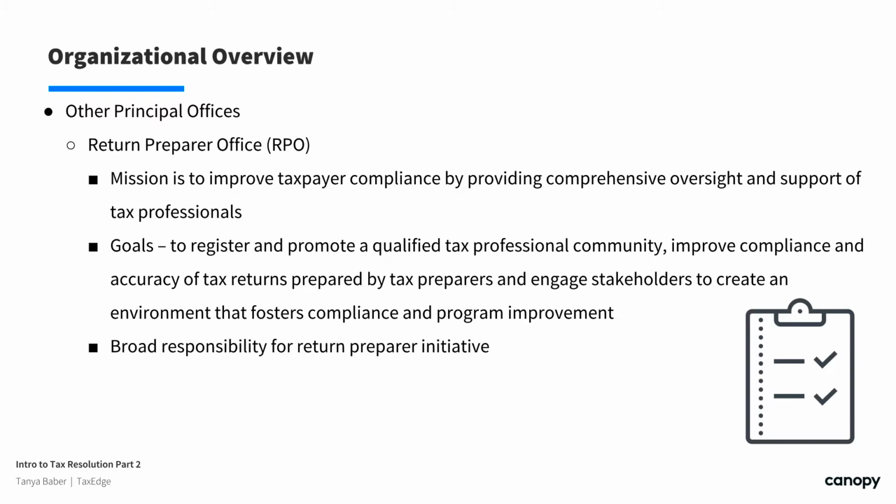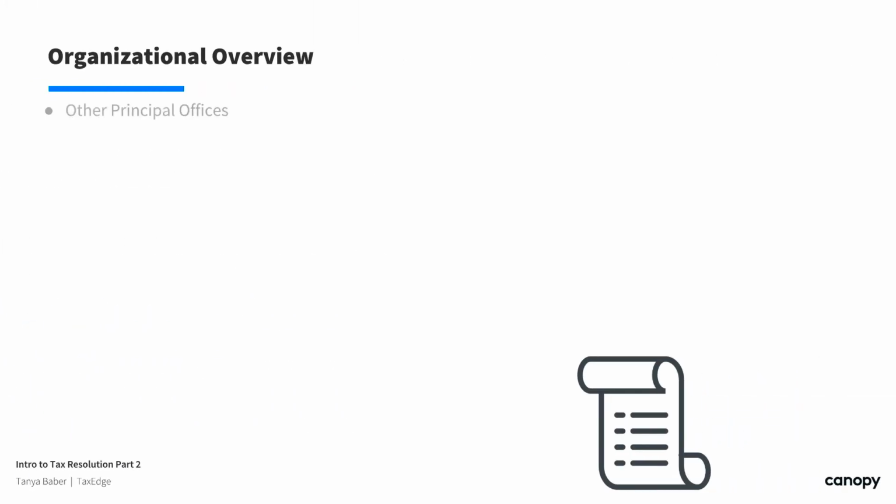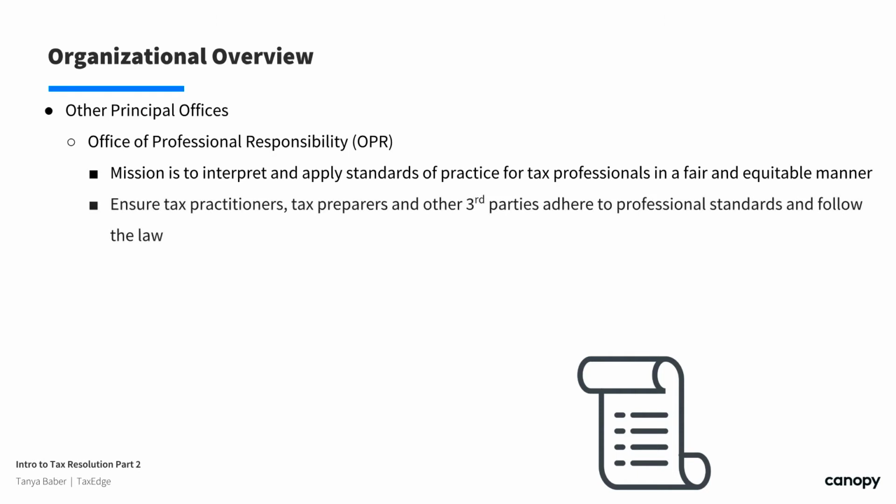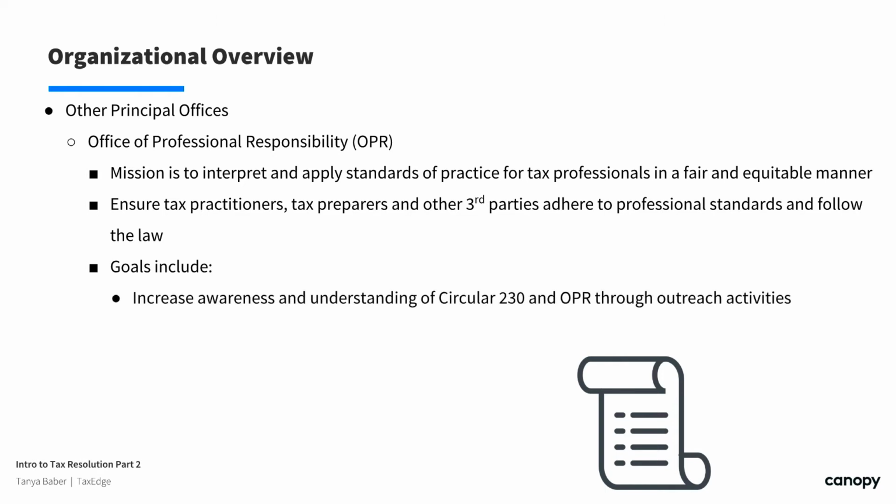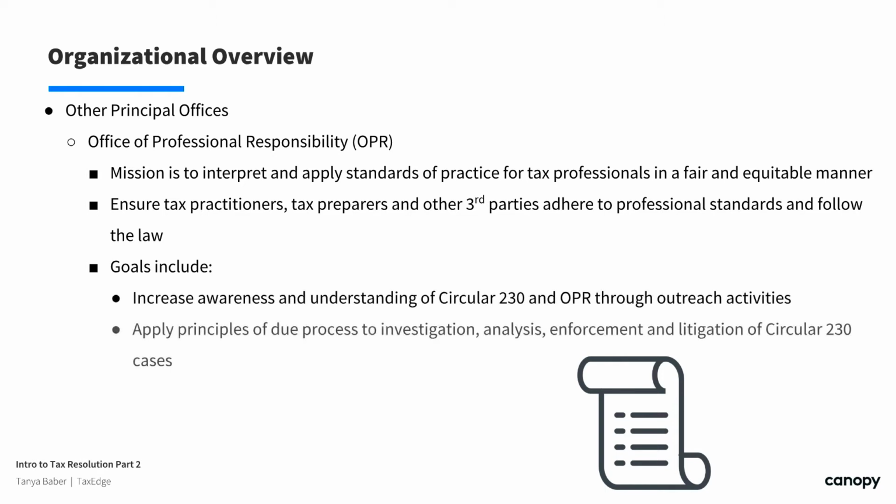We have another one, the Office of Professional Responsibility. This one maybe strikes a little more fear in our hearts as representatives. They have the goal of interpreting and applying standards of practice for tax professionals, and they're to do it fair and equitable. That's one of their missions or goals. But what are they going to do? They're going to ensure that tax practitioners, preparers, other third parties follow these professional standards and follow the law. And in order to do that, they're going to increase awareness about Circular 230 and OPR, and they're going to make sure and try to fairly investigate and to take care of the enforcement aspect of Circular 230.